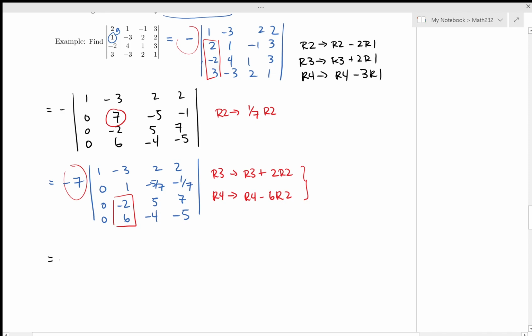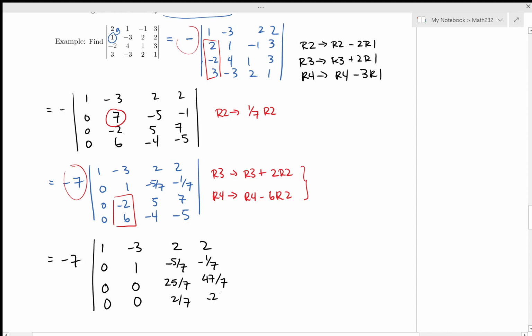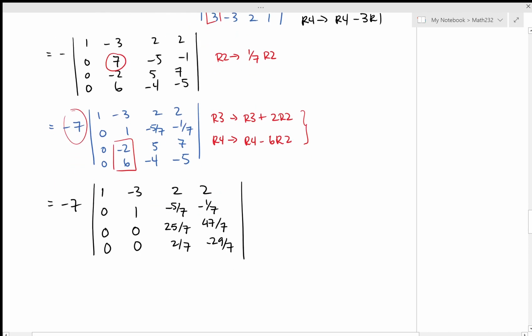So I keep going, and I start praying that I don't make an arithmetic mistake, and I got these numbers here. 0, 1. This row is not changing. And then I've got 0, 0, those are there. These two are going to, that was the purpose of the row operation. And in doing that, I got this 25/7 and 47/7 and 2/7 and minus 29/7. All right, so my next step in the Gaussian elimination here is to make this guy a 1.